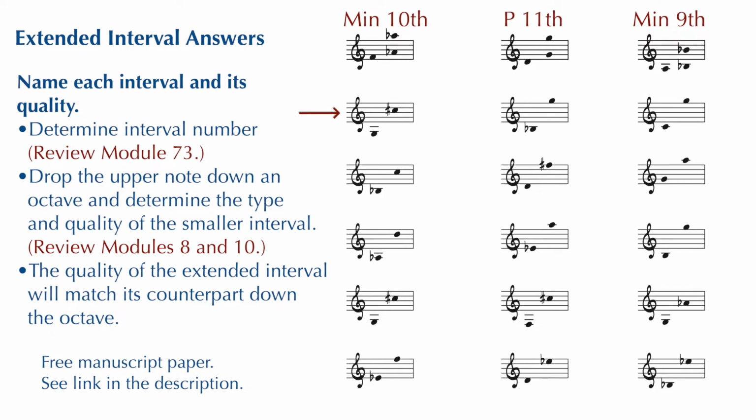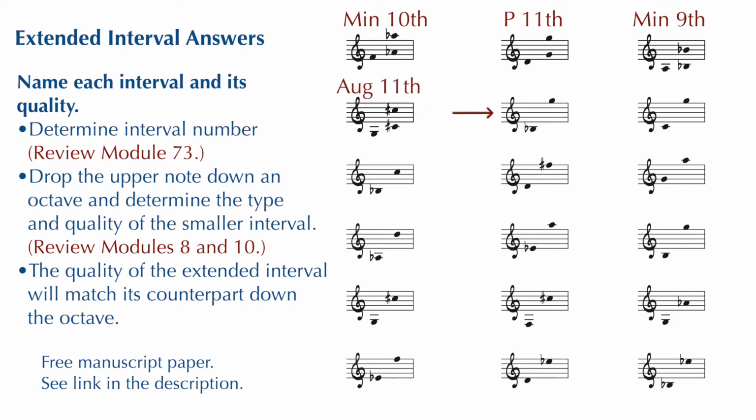Number 4, low G to third space C sharp. This is going to be some sort of 11th. We take the C sharp and lower it an octave, and we have an augmented fourth. So the extended interval is an augmented 11th.